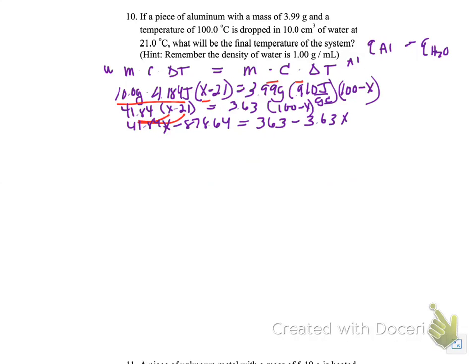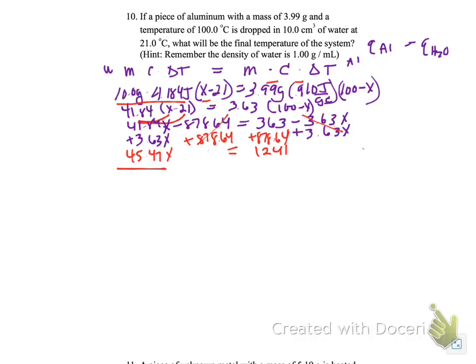I'm going to do the same thing on the right. I'm going to distribute it, and I end up with 363 minus 3.63x. Now I want to combine like terms. So to do that, I'm going to add 3.63x there, and add 3.63x on this side, and that gives me this. Now that I have x on this side and no x on this side, I'm going to add the 878.6 from this side and add it on the right side also.